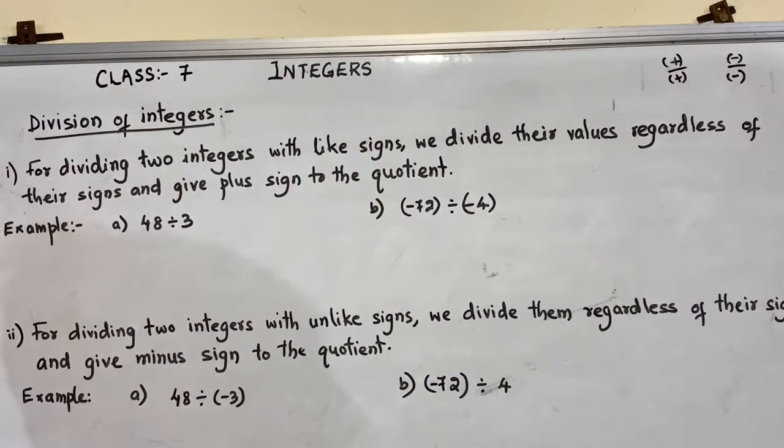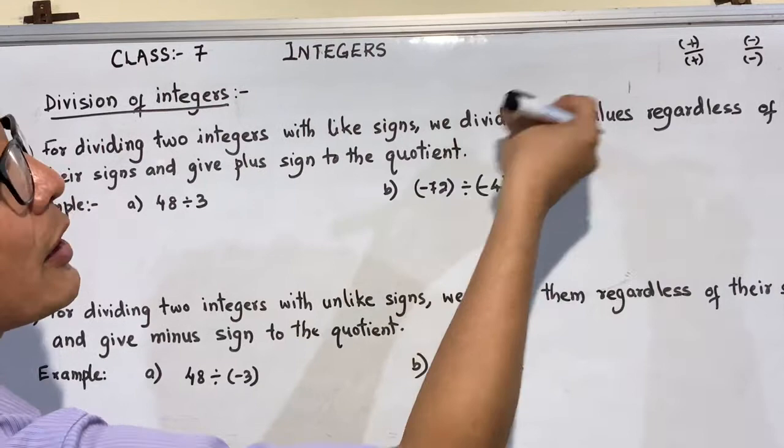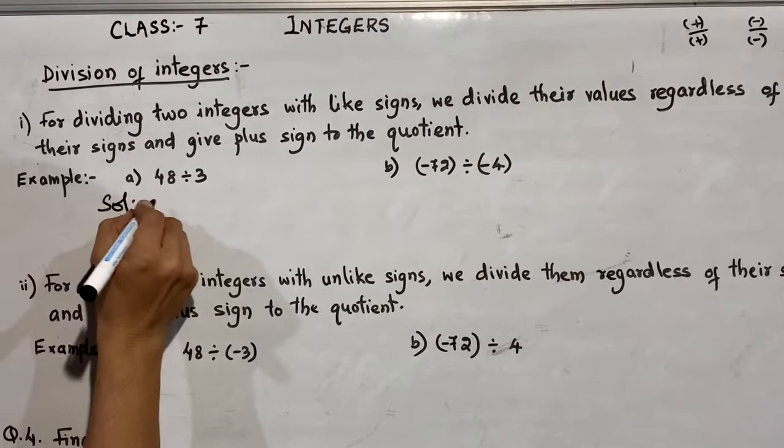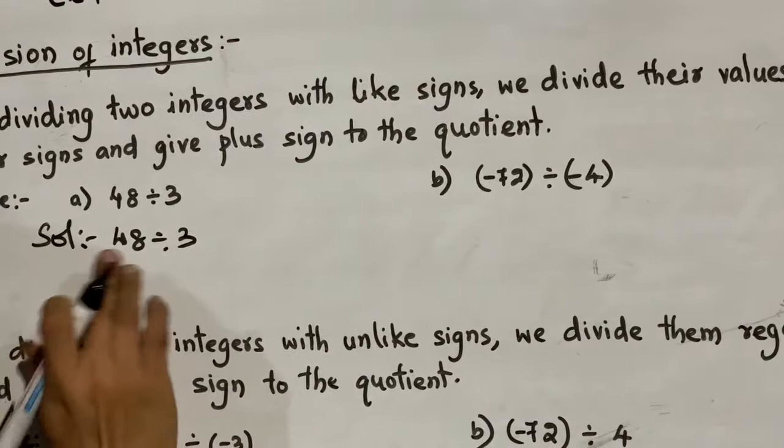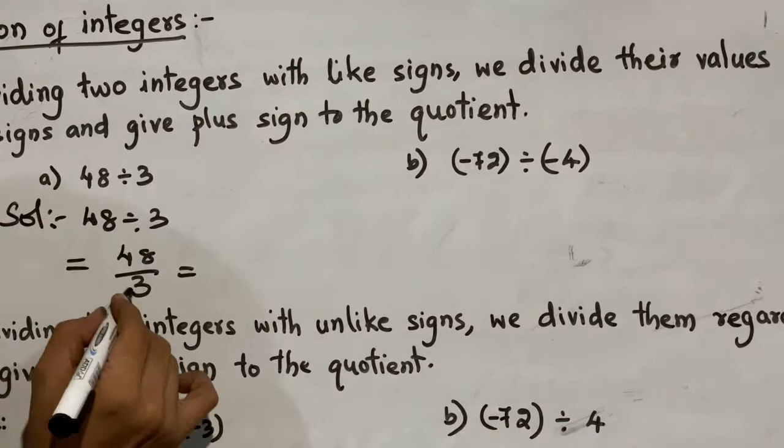Just as the product gets a plus sign, the quotient gets a plus sign too. So 48 divided by 3. Both are positive, so the answer is positive. When 48 is divided by 3, 3 ones are 3, 3 sixes are 18. So the answer is positive 16.